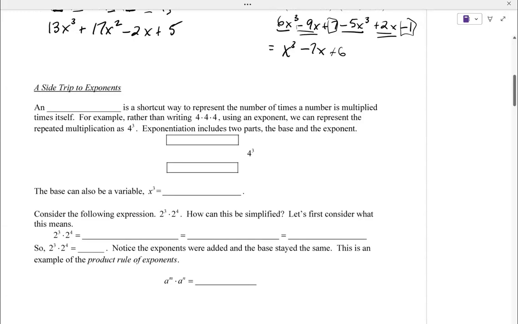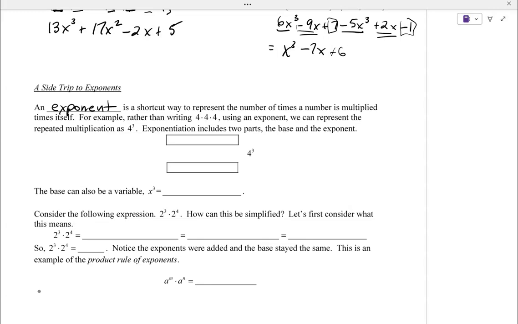The next thing we're going to talk about a little bit is multiplying polynomials. Before we multiply polynomials together, we better multiply just some pieces together. So just remember a little bit of exponent stuff. We already talked about what an exponent was a little bit. But all we mean by an exponent is it's just a shortcut to represent repeated multiplication.